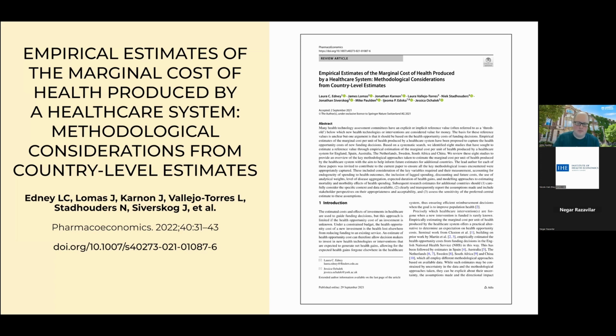We've talked about it kind of conceptually, but what sort of numbers are we talking about? And as I mentioned, there has been some empirical work done around the world on what that value of K is, the marginal cost of producing a unit of health within a healthcare system. This systematic review was published a couple of years ago in Pharmacoeconomics. I was a co-author on this paper, and it studied a number of papers from around the world.